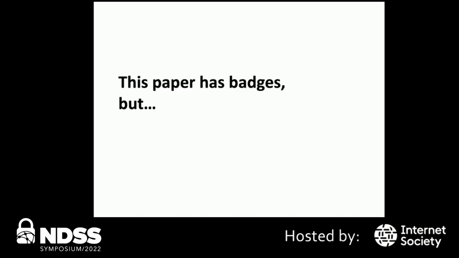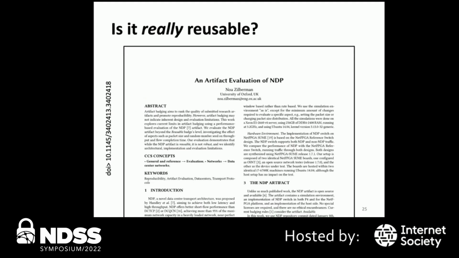The papers have badges. And we are working, but not everything, of course, is finished, and not everything is good. So first question: your paper has a badge on it that says that the artifact is reusable, and yet I try to reuse it and it doesn't work. So what is this reusable badge really supposed to mean?